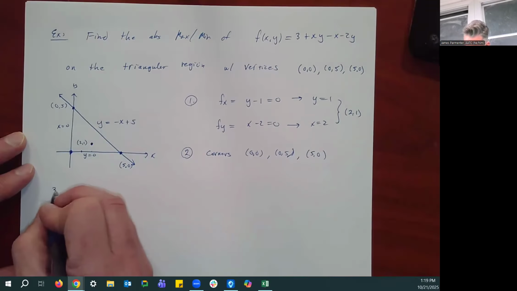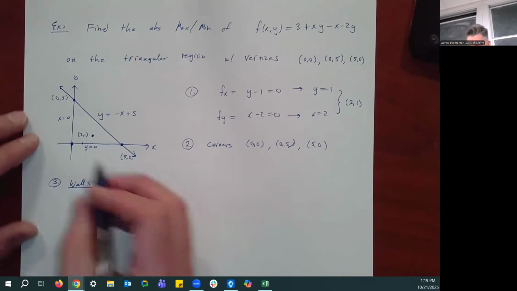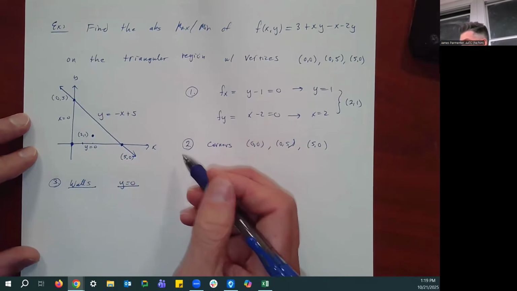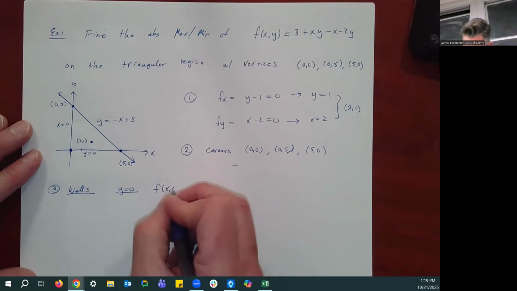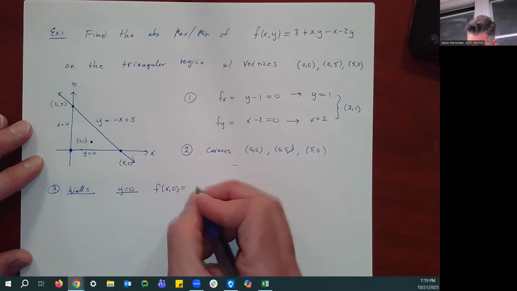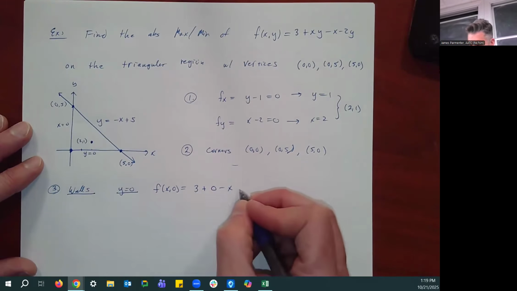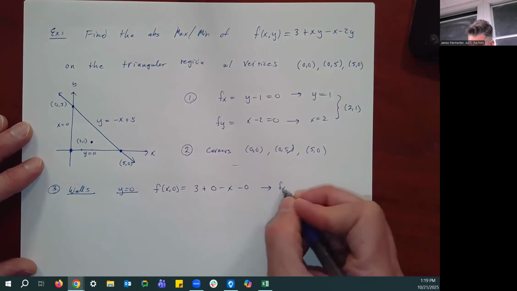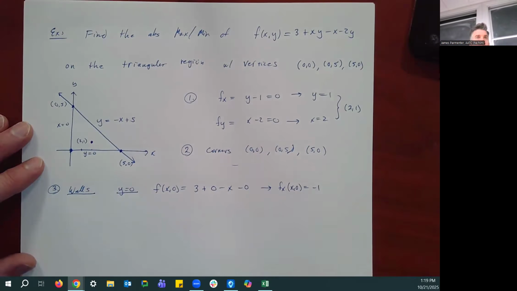And thirdly, the walls. So let's see what's happening along the bottom wall, y equal to 0. So I plug in 0 for y, my function is going to become f of x comma 0 equal to 3 plus x times 0 minus x minus 0. And taking the partial derivative of that, my f x of x comma 0 is going to be -1.